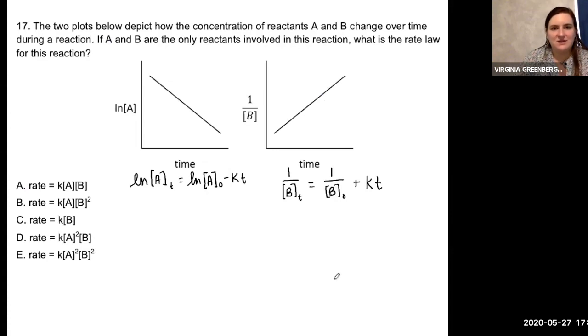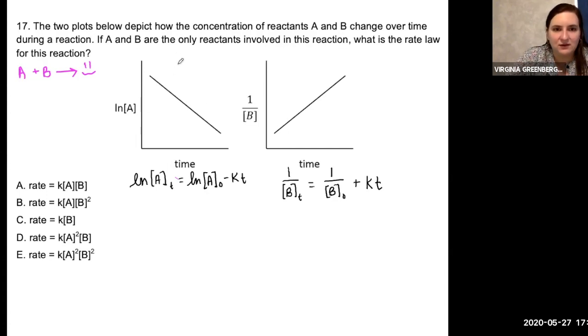Here in number 17, we have a reaction between A and B. They don't have it written out, but they just say we have some reaction between A and B to make products. And they give us these graphs and we have to write the rate law. What we are going to use these graphs for is to figure out the order of our reactants.